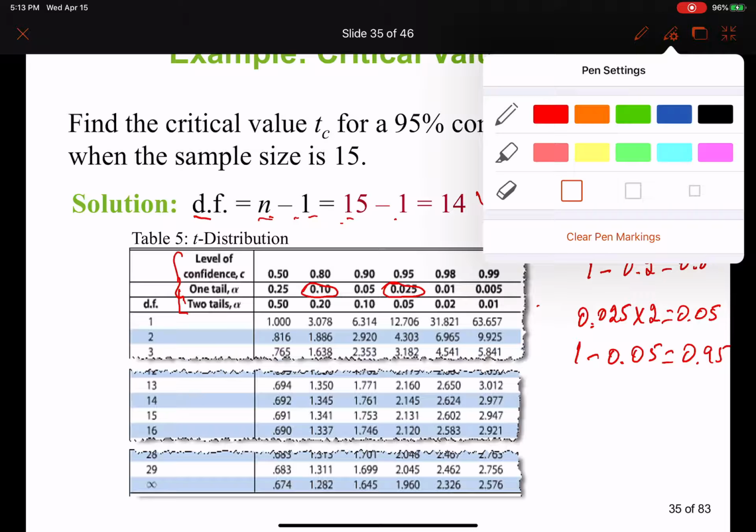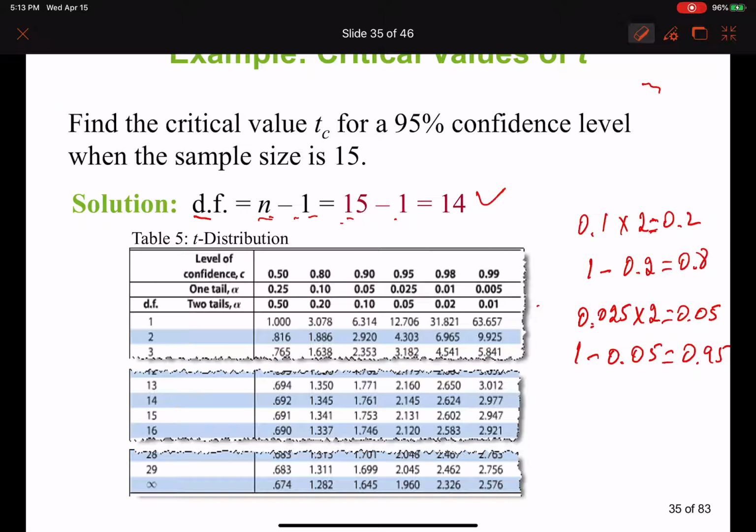Okay, let me clean this. And now let's get going. So our degree of freedom is 14, and we have a 95% confidence level. So the confidence level is given here, 95%.